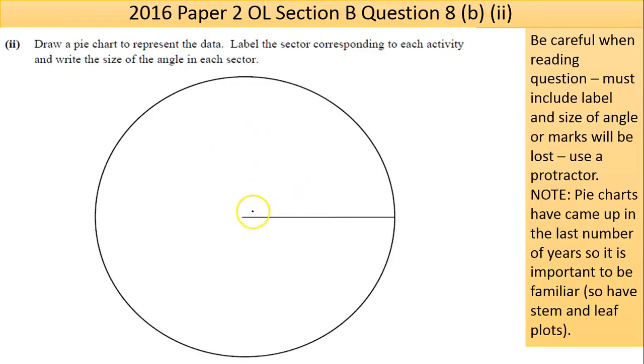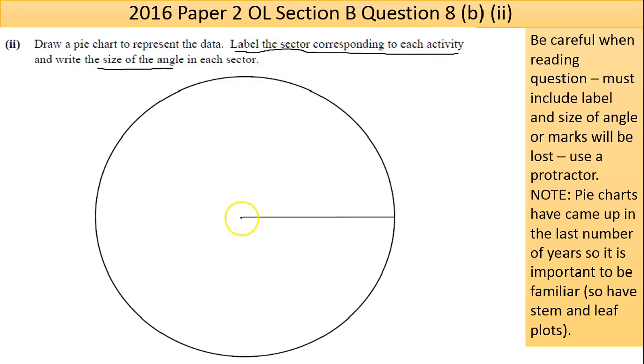Now what you have to do is draw the pie chart. So they give you the pie to work on. Okay, so do it in pencil, so if you do mess up, you can rub it out. So draw a pie chart to represent the data. Now it says label the sector corresponding to each activity and write the size of the angle. So the label is what the activity is, and the size of the angle is obviously what the size of the angle is. I remember this year there was a reduction. If you didn't do both those things, you lost marks. So be very careful to obey what they say.